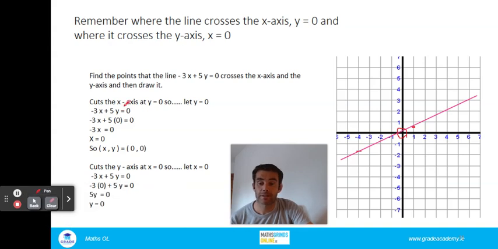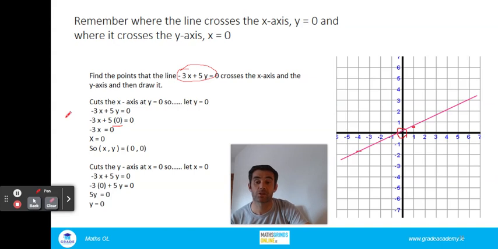So we started off by saying where it cuts the x-axis. Where it cuts the x-axis, y is equal to 0. So we have our equation here. And what we're going to do is sub in y is equal to 0. So you can see that happens there. Minus 3x plus 5 times 0 is equal to 0.